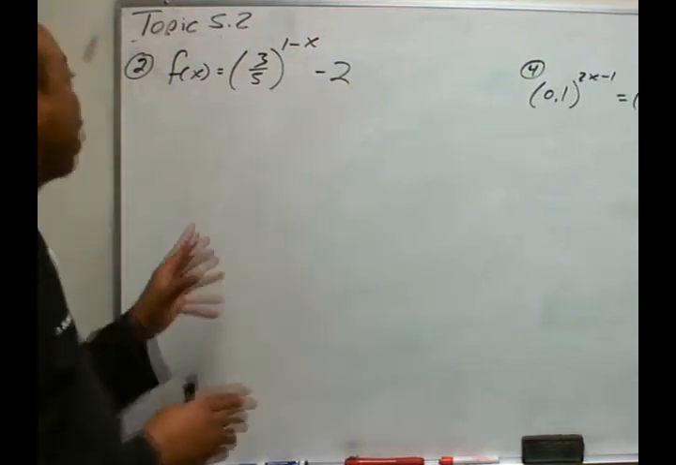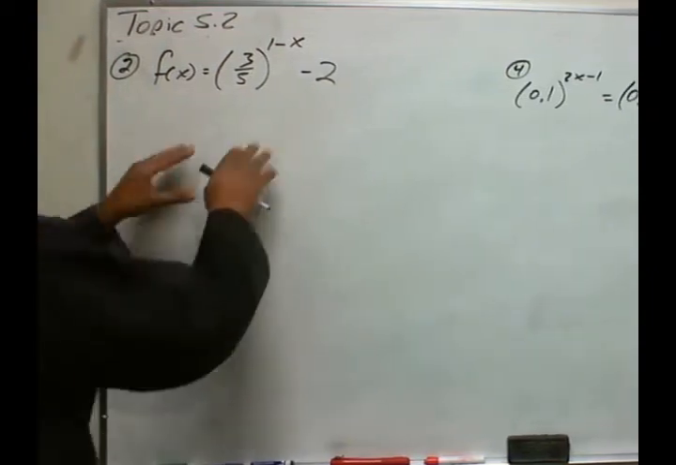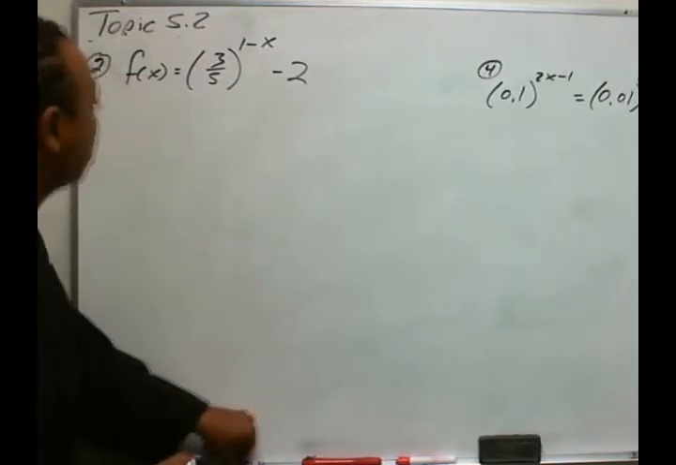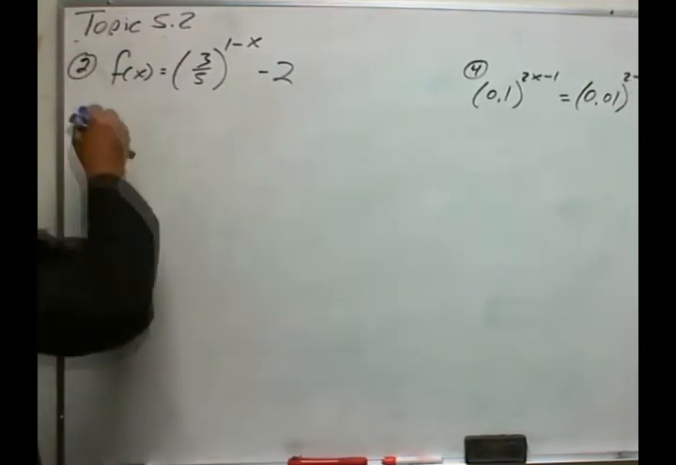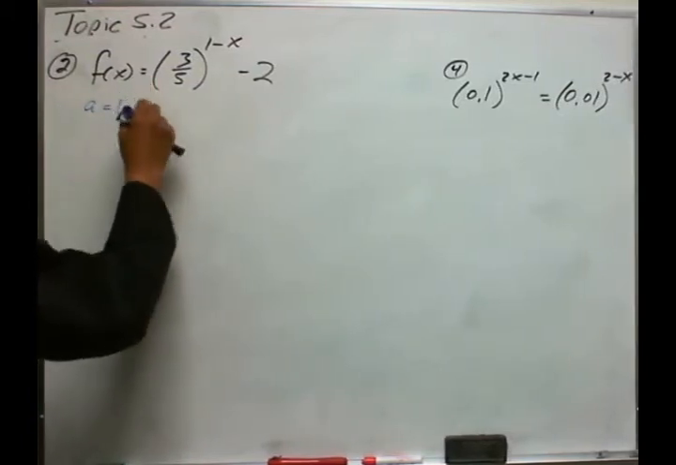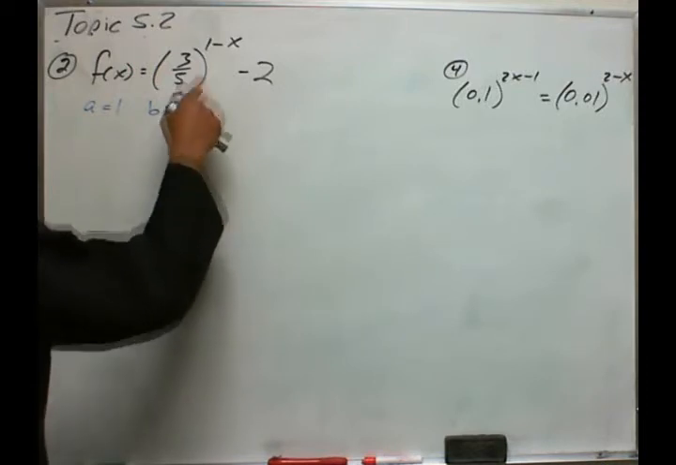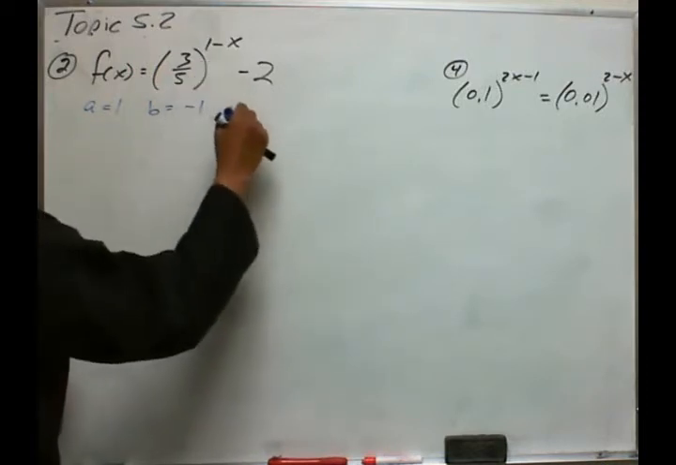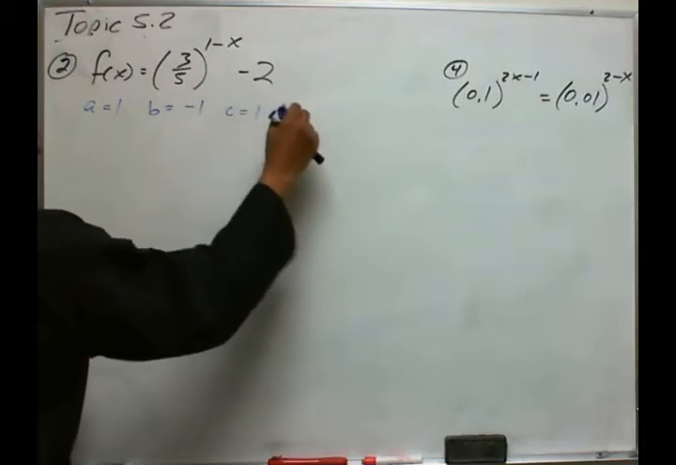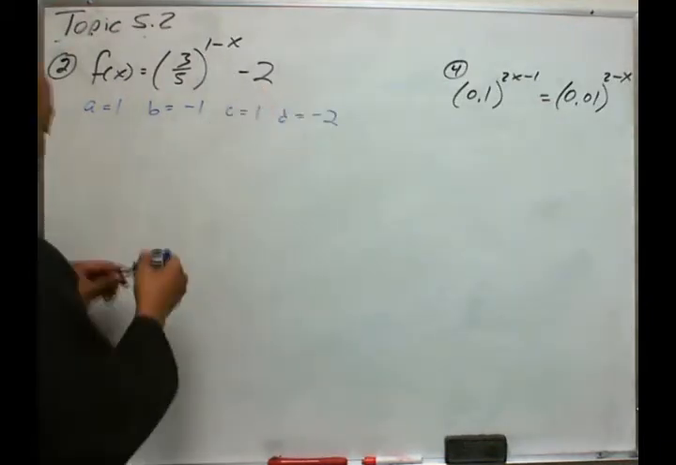Selected problems from 5.2. We want to graph this. We want to identify first all the parameters. So the parameter A is an understood 1 on the outside of the base. The parameter B is -1, which is a coefficient of x. The parameter C is a positive 1, which is here. And the parameter D is -2 sitting here.